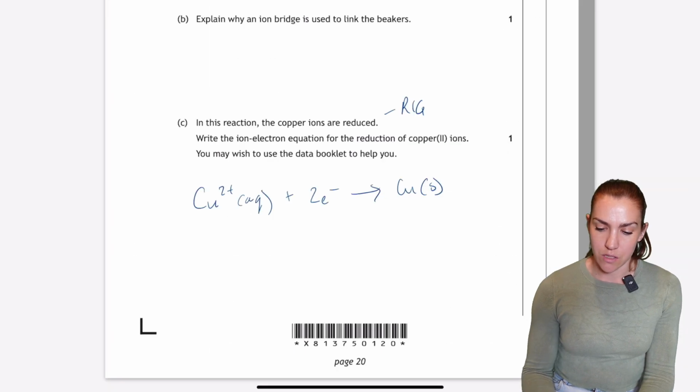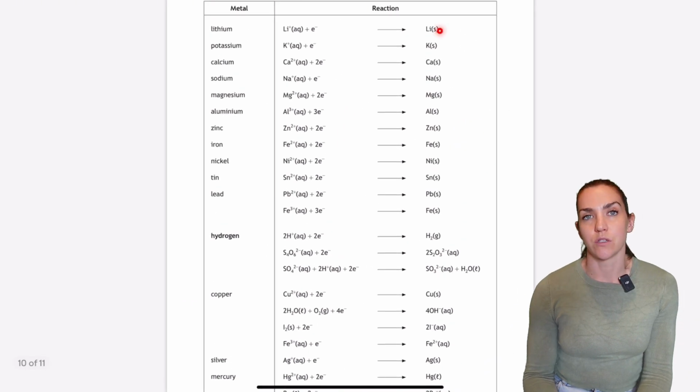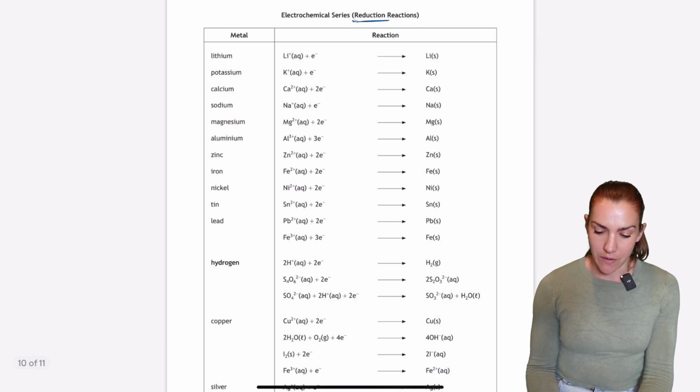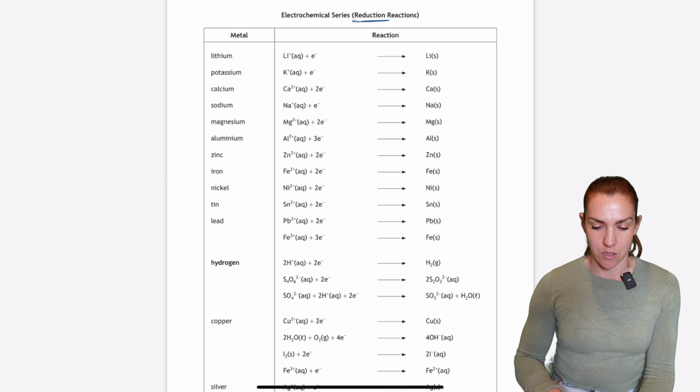If you needed an oxidation, you would just be writing these equations backwards. So if you were asked to write the oxidation of aluminium, then you would find aluminium and you would just write the equation back to front. So you basically swap the sides. So the aluminium solid would be on the left, and then the aluminium ions and the electrons would be switched to the right.